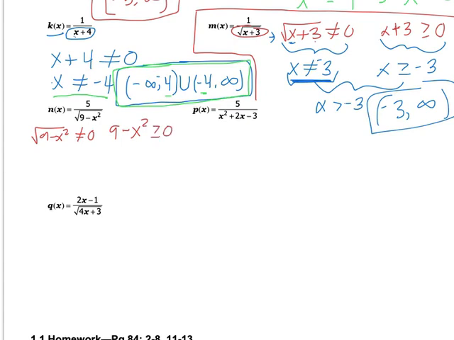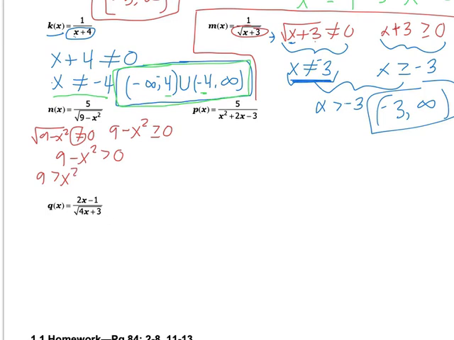But because we already know from here it cannot equal 0, that just leaves us with the restriction that 9 minus x squared has to be strictly greater than 0. And then we solve for x in this situation, which, if you look back up to the example of j of x, now we're in the same spot we were there. So if I solve for x here, I end up getting 9 has to be greater than x squared.